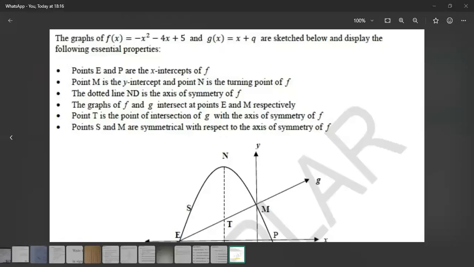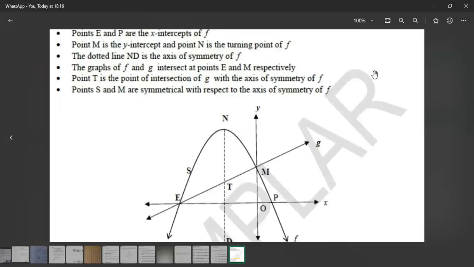So in this case, the graphs of f(x) = -x² - 4x + 5 and g(x) = x + q are sketched below and display the following essential properties. Points E and P are the x-intercepts of f. Point M is the y-intercept, and point N is the turning point of f. The dotted line ND is the axis of symmetry of f.